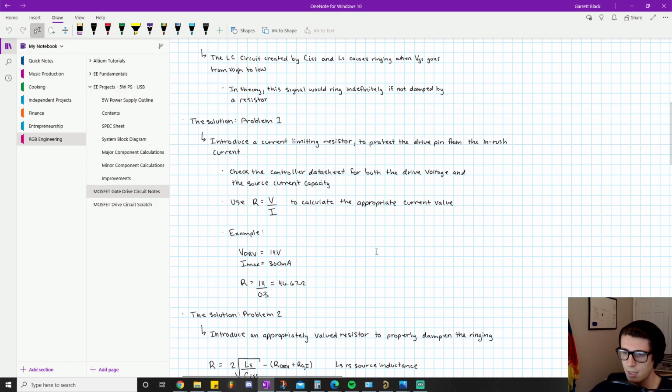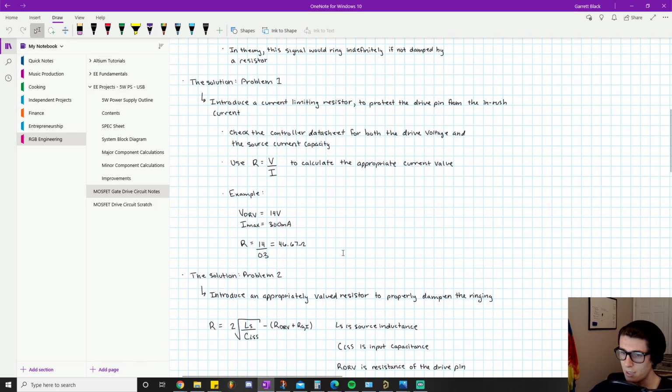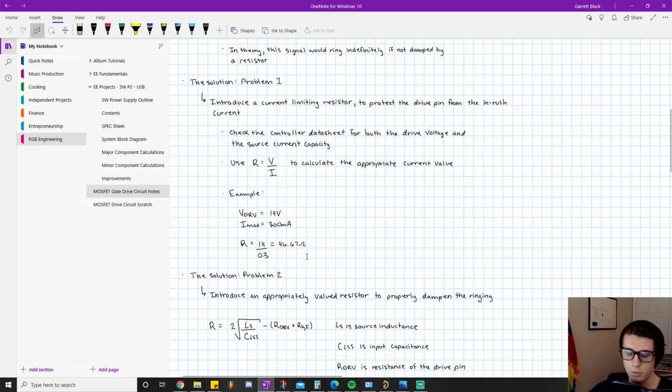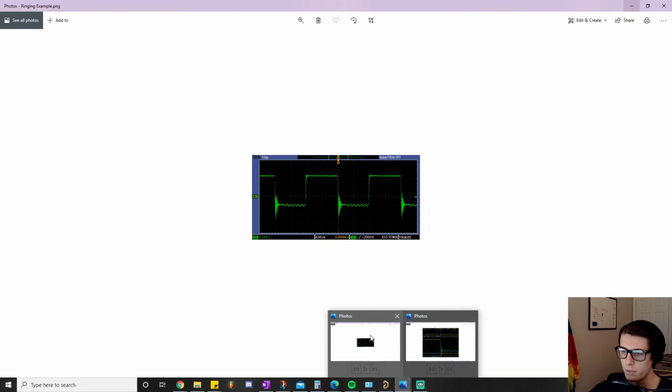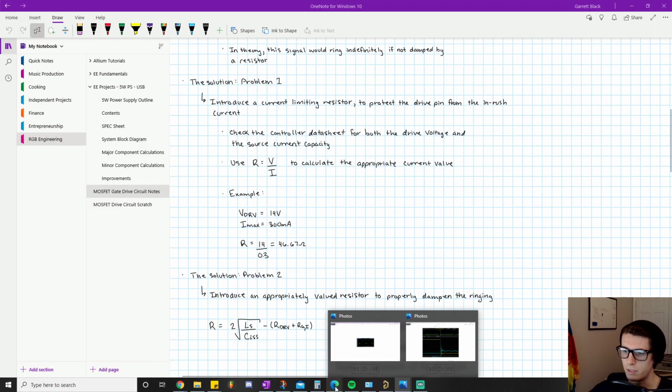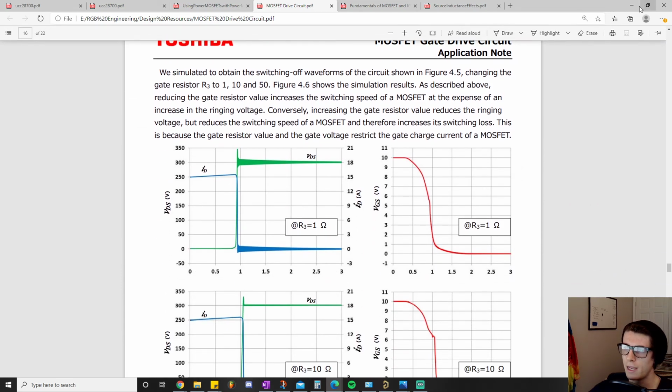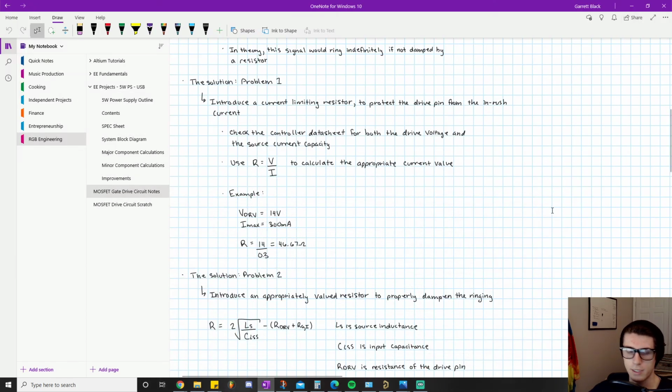So problem two, right? Remember, problem two was that we're experiencing ringing. I even showed these pictures, right? I literally just went through that diagram on the data sheet. The ringing. And I said that's because of the LC circuit that is created between the source inductance and the input capacitance that are both part of the parasitic component profile, I guess you could say, for our MOSFET.